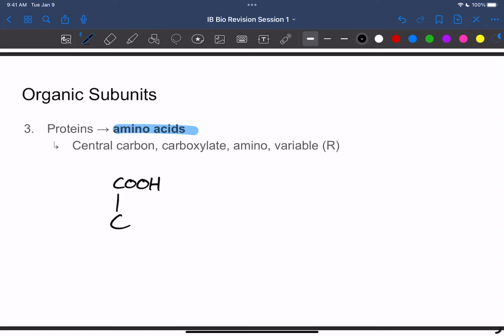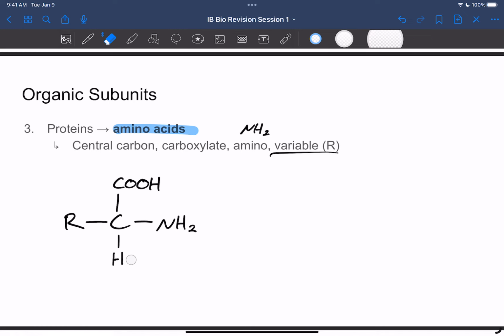Another thing they're going to have is an amino group, and this is going to be NH2. And then there's going to be a variable group, an R group. Anytime you have to draw one of these on an exam, you're going to use R as the variable. And lastly, we have an H. The H is there to fill out the rest of the bonds carbon needs, since carbon can have 4 bonds. So this is an amino acid.